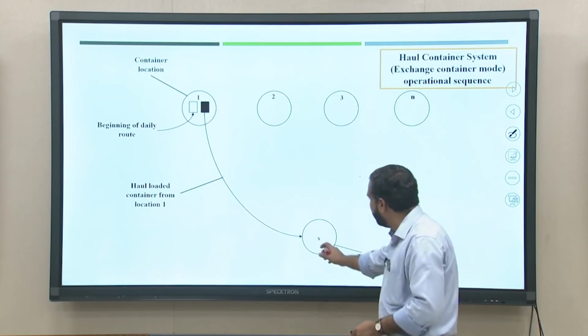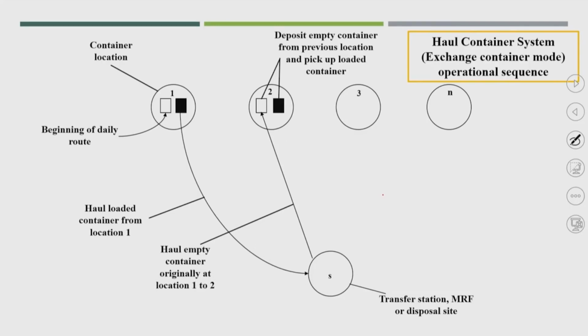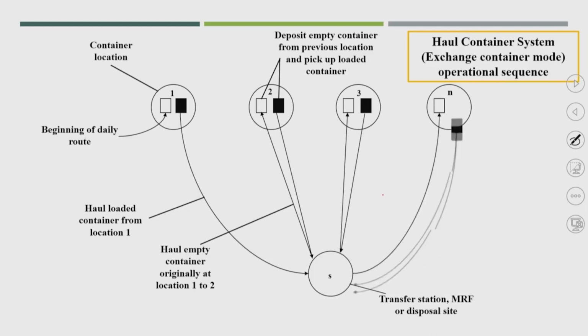Now the vehicle will again have one empty container. It will go to the next location, deposit the empty container, and the full container will get loaded and go to the disposal site or recycling facility. Similarly, the vehicle will again have one empty container, go to the next location and come back with the full container. Similarly, it will go to the nth location, and finally the vehicle will again have one empty container and will finish its daily route.